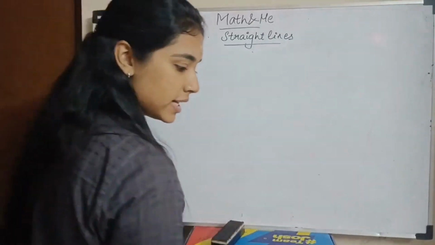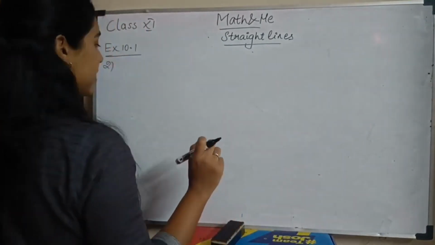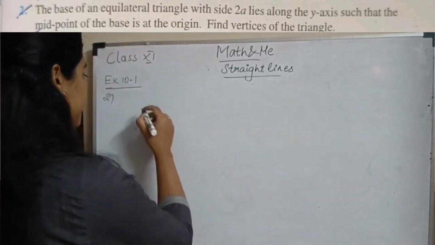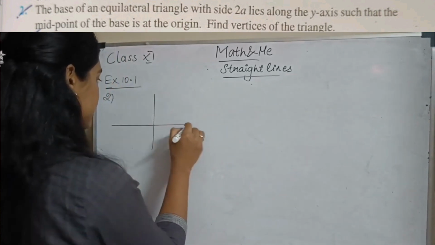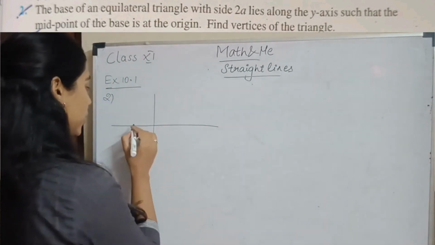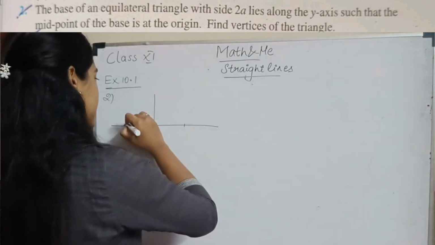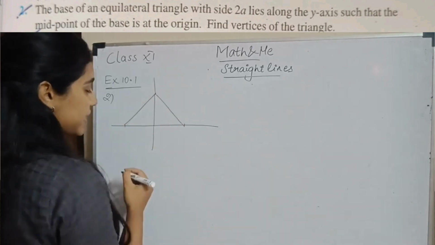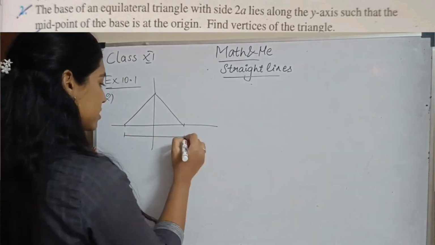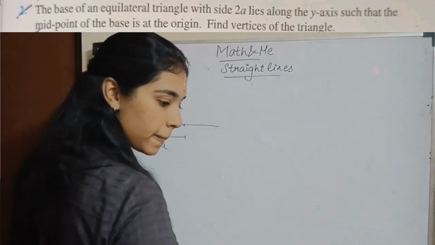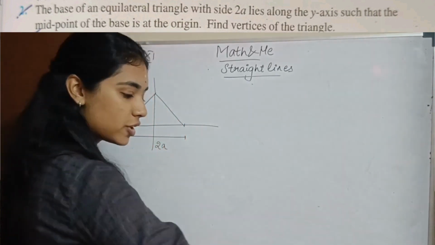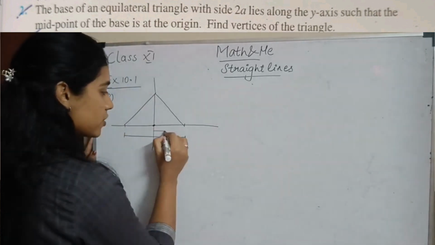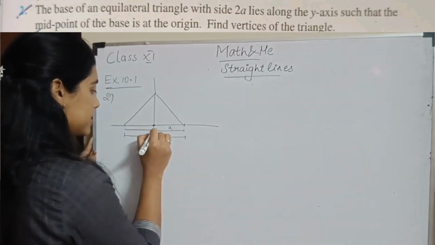Question number 2. It is given that the base of an equilateral triangle with side 2A lies along the y-axis such that the midpoint of the base is at the origin. So let us draw. This is the equilateral triangle and this is the y-axis. They say that the base of the triangle is 2A, and this is the origin, the midpoint. So this is A and this is A.